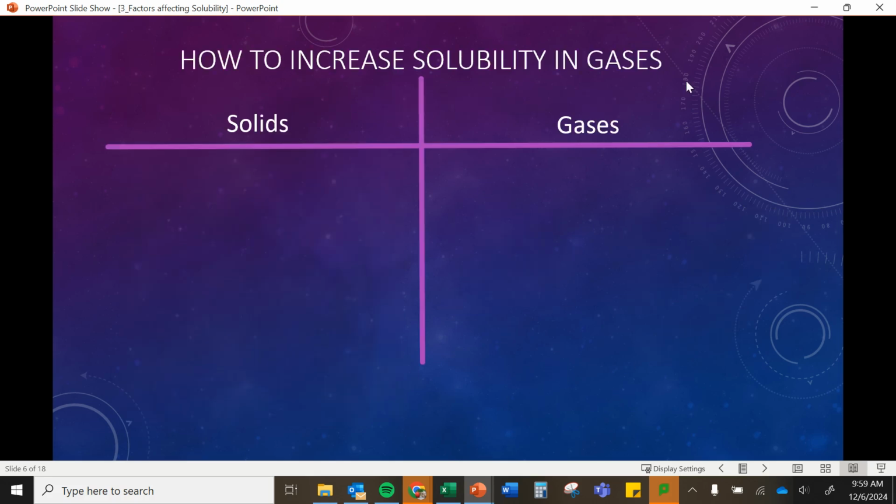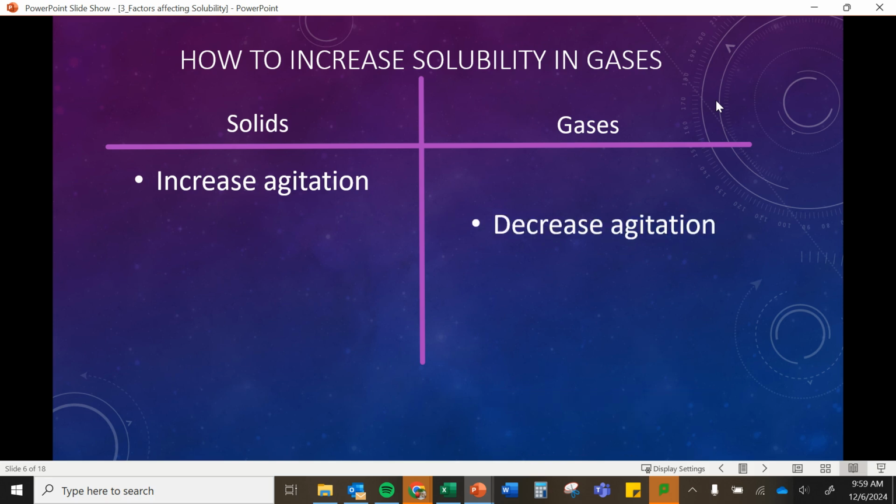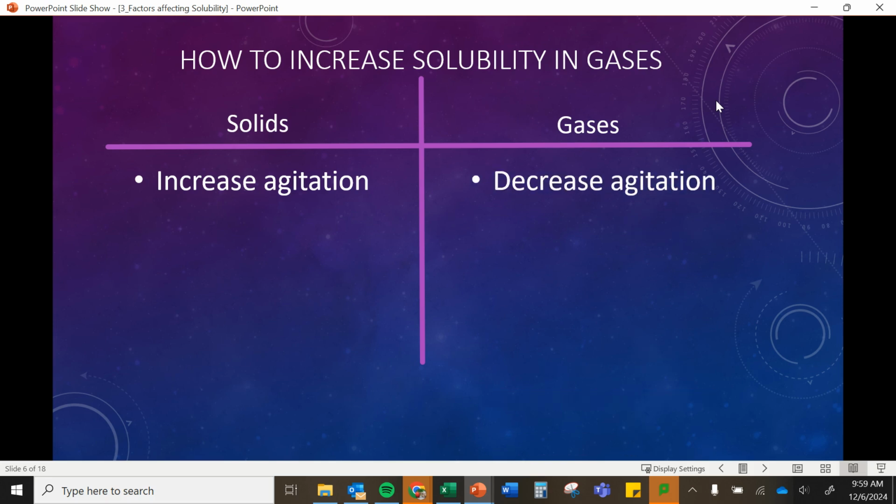Okay, so increasing solubility in solids is actually different from solubility in gases. So gases can also dissolve in solutions. And the classic example is soda. It's carbonated, it's got carbon dioxide gas dissolved in it. Okay, so for solids, we increase the agitation if we want to increase solubility. We stir it. We stir our sugar to get it to dissolve. But with a gas, we decrease agitation.